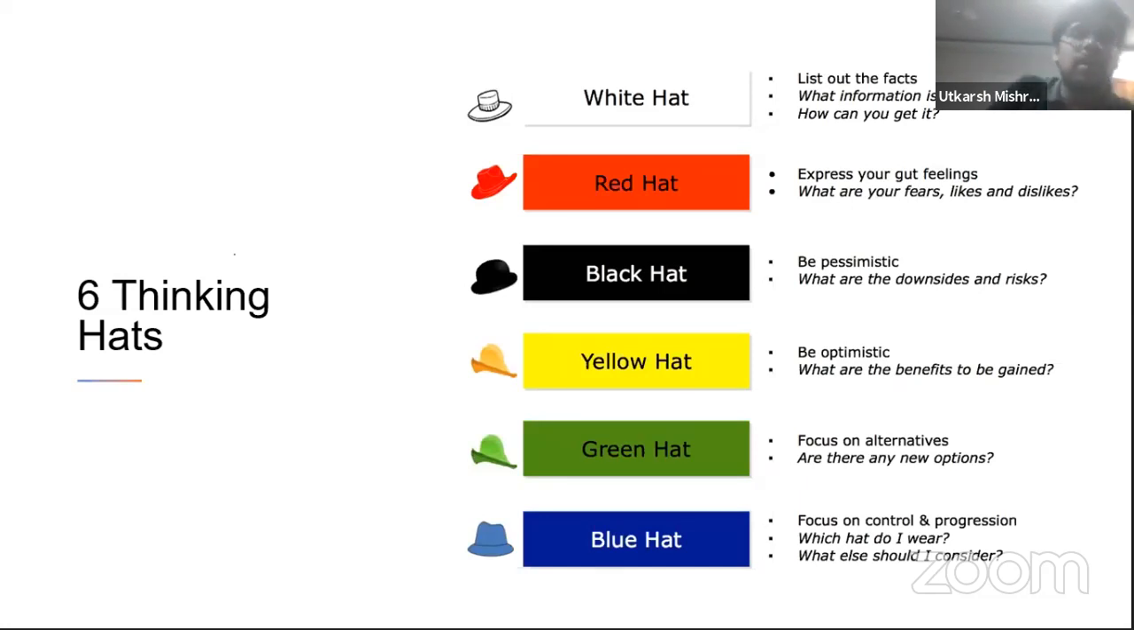And lastly, the blue hat is about focus and progression. Like already we have achieved the solution, now how can we refine that solution and how can we reach a better stage of this.